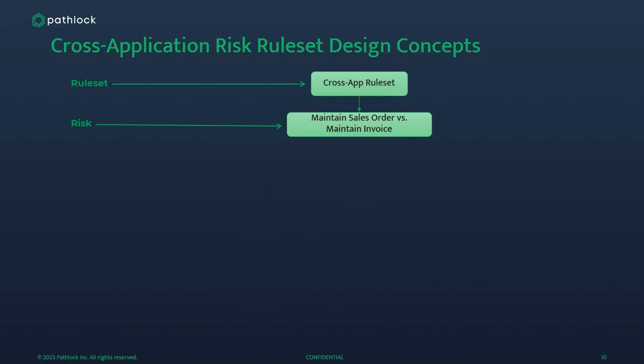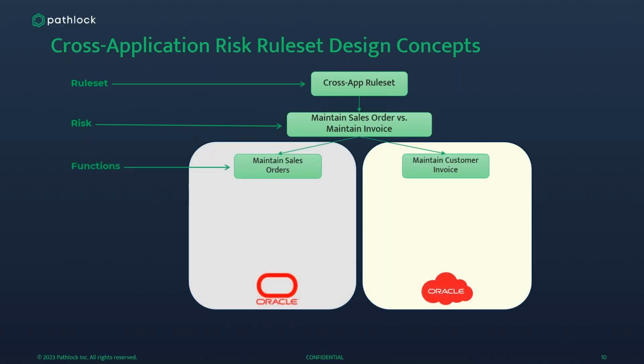The risk is still the same. We still have a risk if we can maintain a sales order, maintain an invoice. That doesn't change just because we're using more systems. It's still the same risk. The difference is in the functions. Each function is going to be sitting in a different system. So on the left, we have the Oracle EBS system, and maybe that's where our sales orders continue to be maintained. And on the right, we have the Oracle Cloud instance, and maybe that's where we're going to maintain our customer invoices going forward.